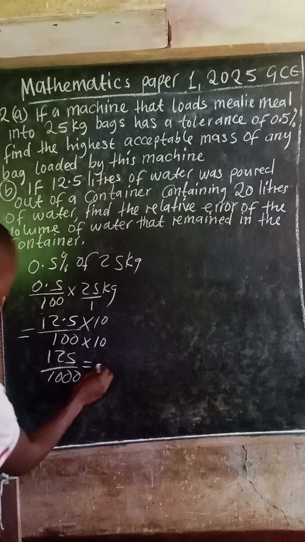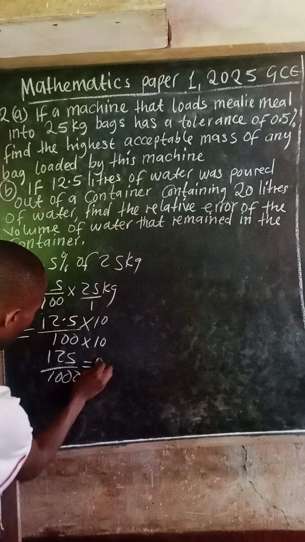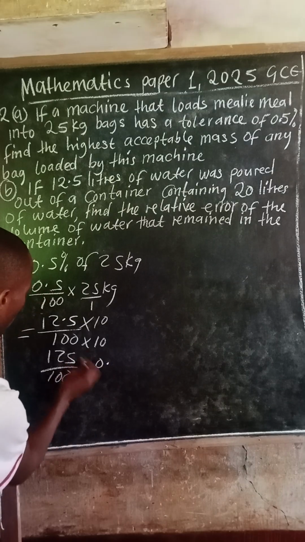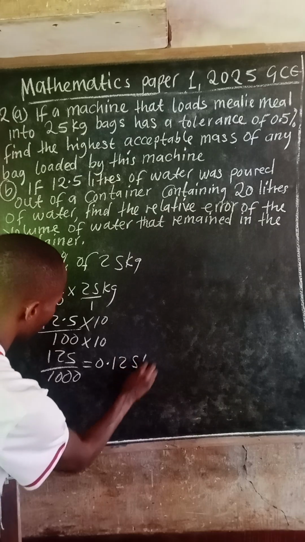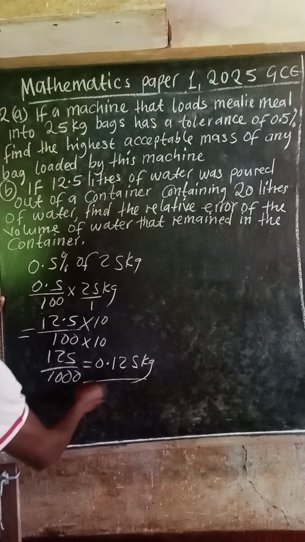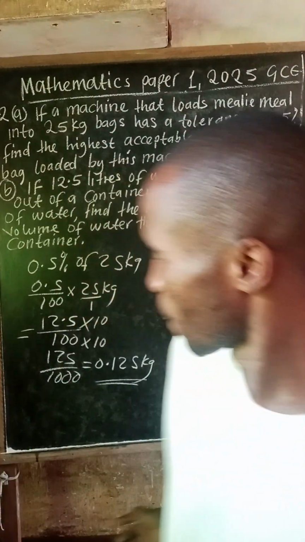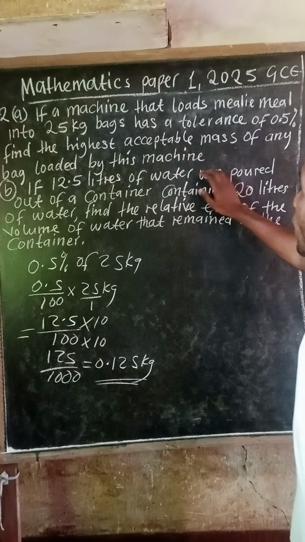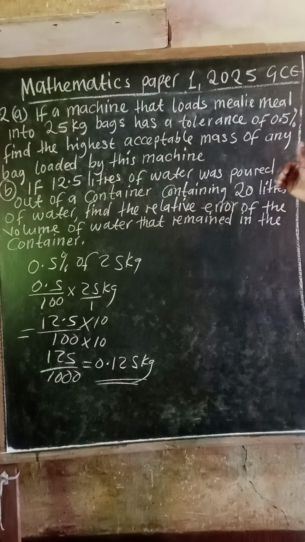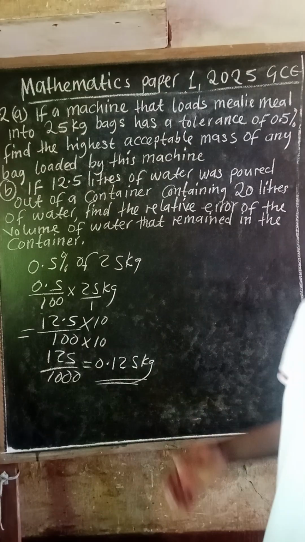This fraction can be converted into a decimal. When you convert it, 125 over 1000 becomes 0.125 kg. So this is the tolerance of 25 kg. After you have done this, you come back to the question. They are saying, find the highest acceptable mass of any bag loaded by this machine.